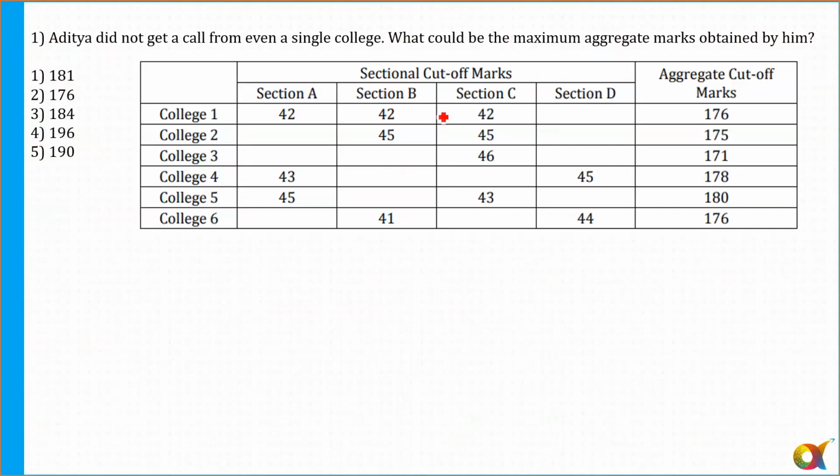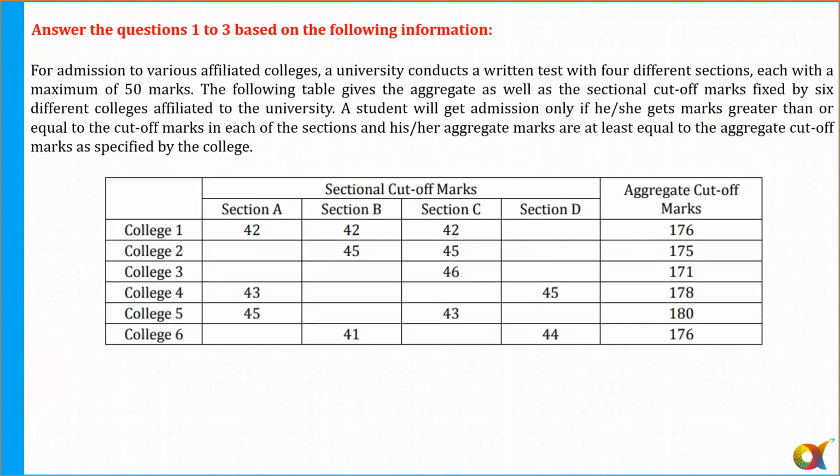Okay, let me go to the questions here first of all. For admission to various affiliated colleges, a university conducts a written test with 4 different sections. So there are 4 sections, each with a maximum of 50 marks.